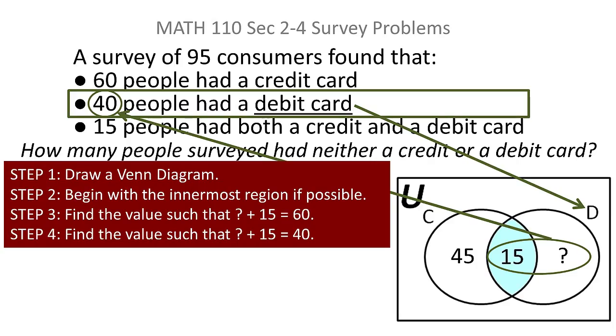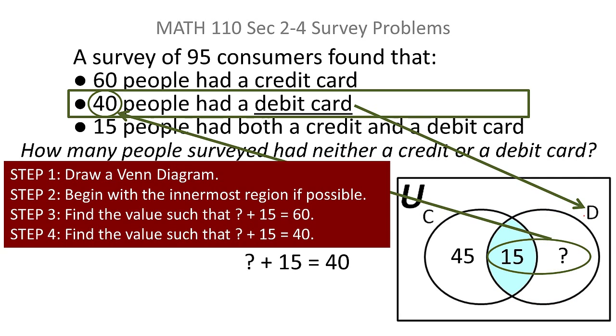Again, the first inclination is to put 40 where this question mark is. But that's not what it says. It says 40 people had a debit card. It did not say 40 people have only a debit card. The word only would be an indicator when you read that to actually put the 40 where the question mark is, because those are the people who have only a debit card. But that is not what it said. It says 40 people are inside of circle D because they have a debit card.